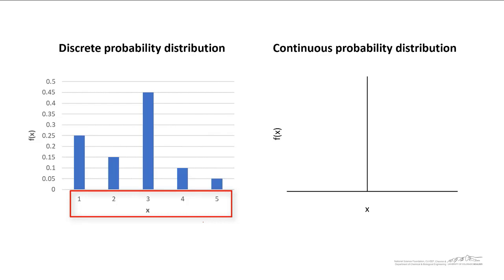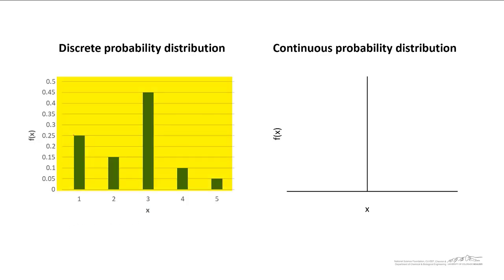It doesn't have to be integer values, by the way. We could have 1.1, 1.2, and so on. But the idea is that these are discrete. We can't have anything between those discrete values of x. And so for the probability distribution function f of x, we have these bars that essentially sum to 1 over the entire domain of x.